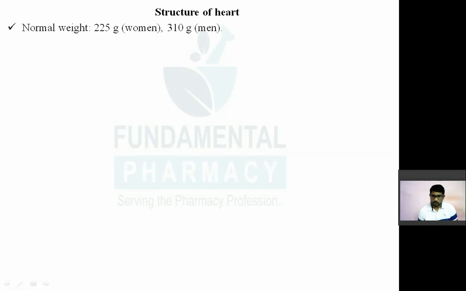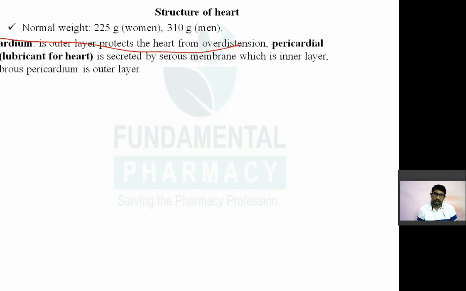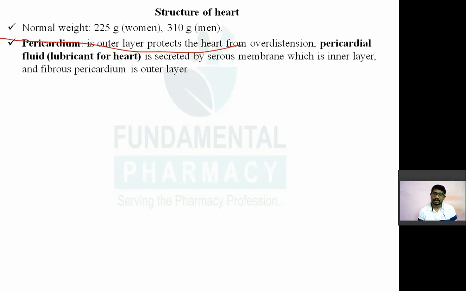So what is the normal weight of the heart? It is 225 gram in the woman and 310 gram in the man. तो इसका मतलब ये है कि मेंस में हार्ट का वेट ज़्यादा होता है, वुमेन्स में कम होता है. ओके, इसका मतलब ये नहीं कि जो मर्द होता है उनका दिल बहुत ही कठोर होता है. ठीक है. So again, heart is nothing but a hollow muscular organ that pumps the blood throughout the body. Its normal weight is 225 gram in a woman and 310 gram in a man. It is the average weight.